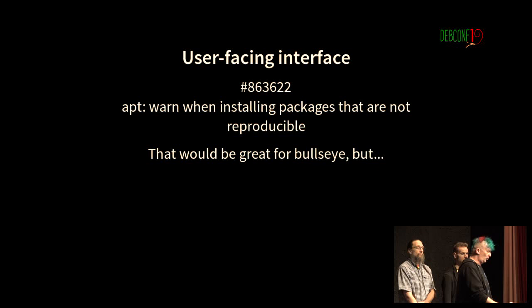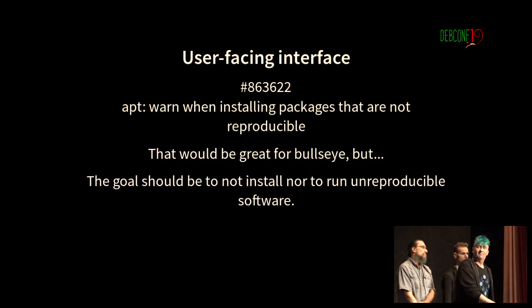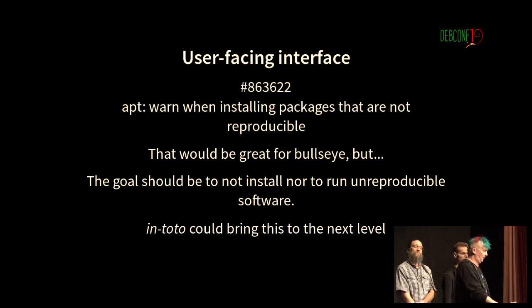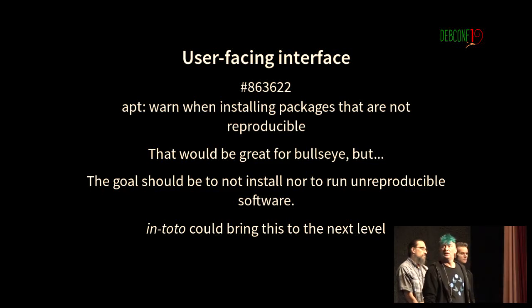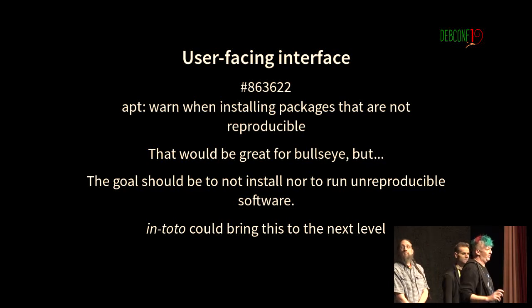That would be great for bullseye, but the goal should really be not to install unreproducible software. And this is something I will need longer than bullseye probably. And then there's in-toto, which brings us to the next level. In-toto is a project by NYU, New York University, where you can say, I want the packages to be rebuilt by these entities, and there need to be these signatures. But I think in-toto is good, but it will be way more work to integrate it in Debian as well.